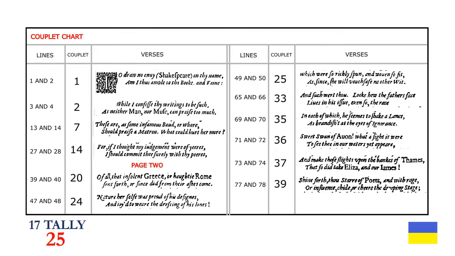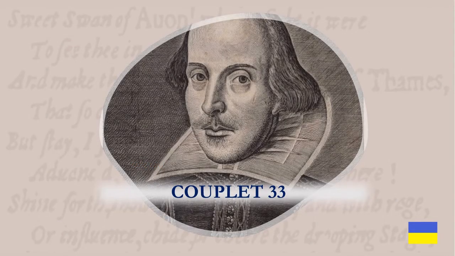Now we're going to look at several of these from page 2. We're going to look at couplet 33. And as per Christian numerological iconography, 33 is one of the most sacred numbers in the Christian system, because 33 is the year in which Christ allegedly died. And so we begin.